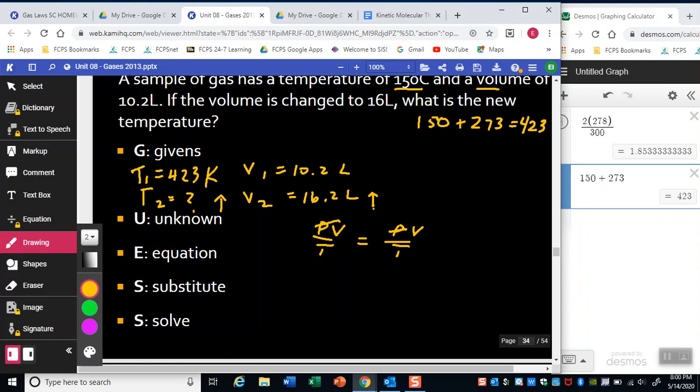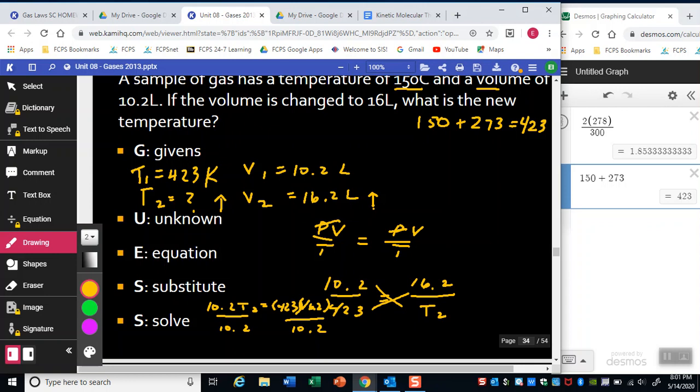Let's substitute in. My first volume was 10.2, and the temperature with that was 423. And then my new volume was 16.2, and I don't know the new temperature. All right, so now I'm going to cross multiply. I'm going to get 10.2 times that new temperature equals 423 times 16.2. Now I want to solve for that temperature, so I'm going to divide by 10.2.